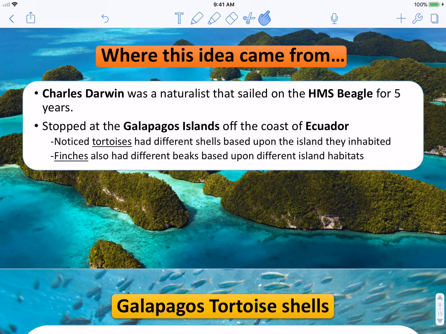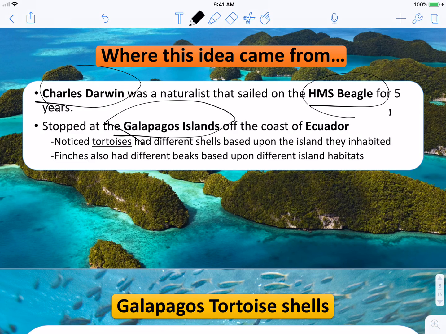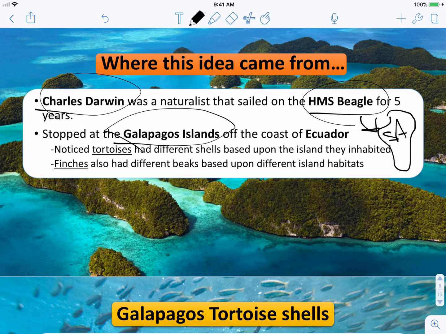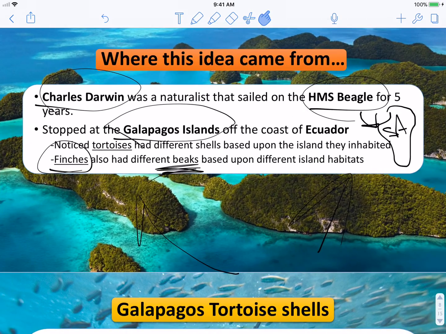So where did this idea that natural selection is driving our evolution come from? Well, it came from this guy, Charles Darwin, who, when he was roughly 20 years old, went around the world in a boat for about 5 years. That boat was called the HMS Beagle. And he stopped at this place called the Galapagos Islands, which is off the coast of Ecuador in South America. He noticed that tortoises had different shells based on the island that they inhabited. So if you're a tortoise on this island, you might have a different shell than a tortoise on that island, vice versa. And finches, which are a type of bird, had different bills or beaks based on which island they lived on. And we'll look into that here.